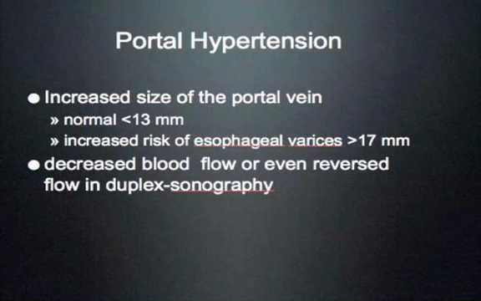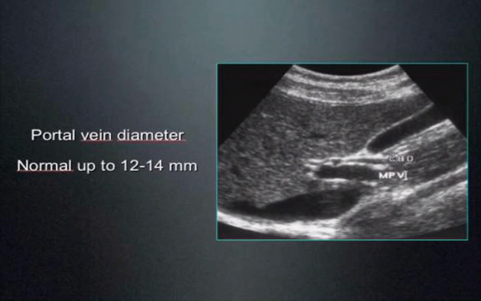Portal hypertension, can we see it in the vessels themselves? Normally, the portal vein is smaller than 13 millimeters. If it is increased above 17 millimeters, and that's not always the case, but if it is, then it is suggestive of portal hypertension and an increased risk of esophageal varices. If you don't see it enlarged, it does not mean that it is not hypertensive. If you have the possibility of color-coded ultrasound, then of course you might see reverse hepatofugal blood flow.